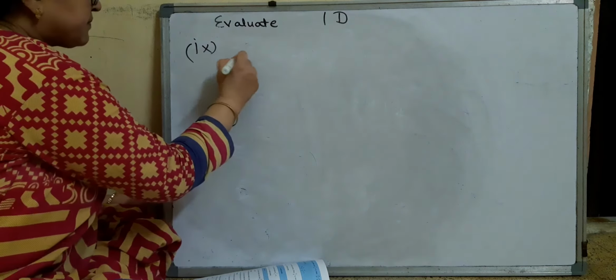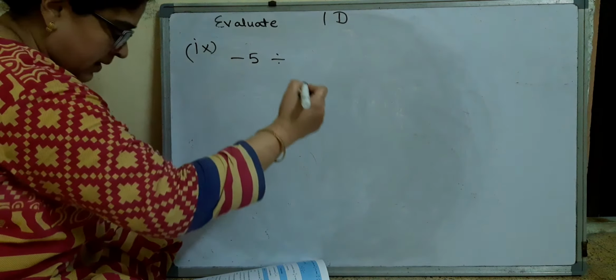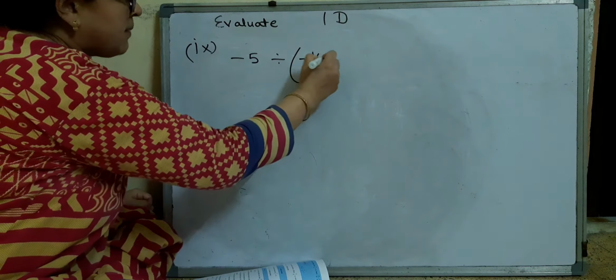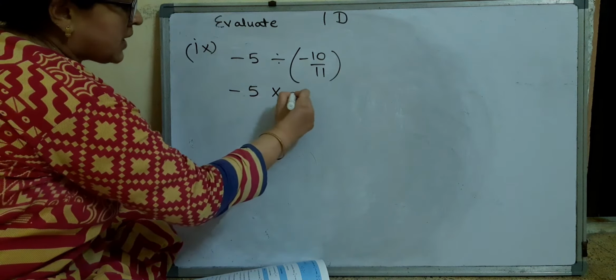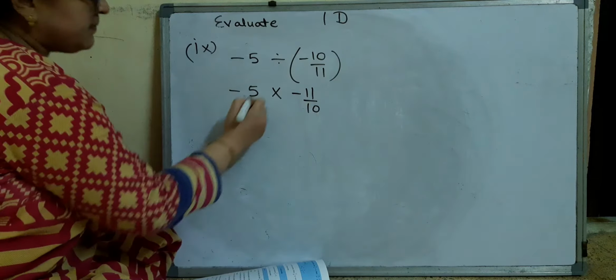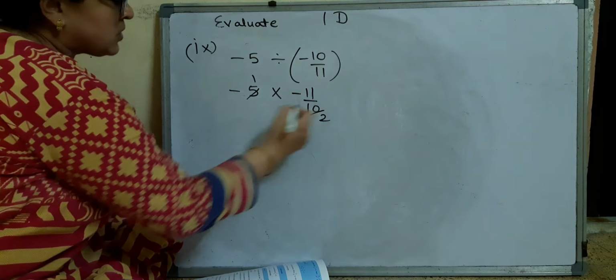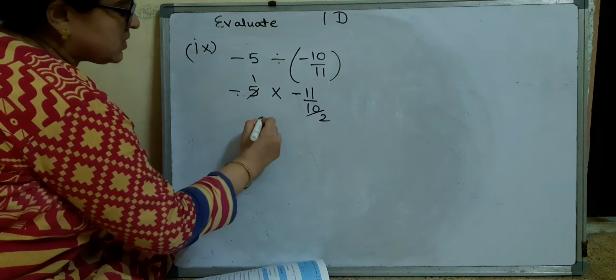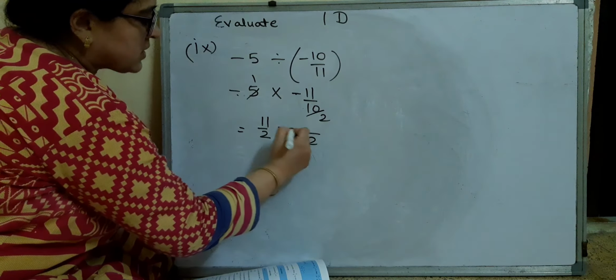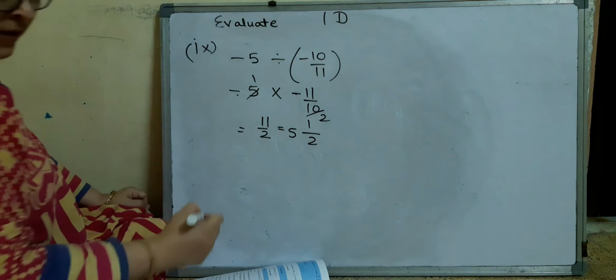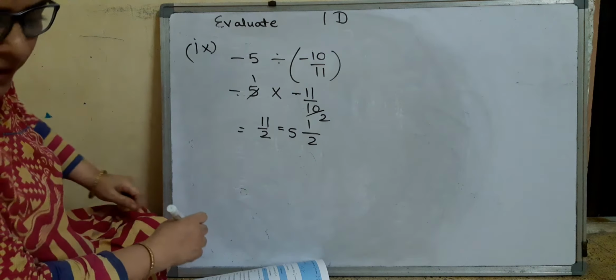Ninth sum. Minus 5 divided by minus 10 upon 11. Minus 5 with a multiplication sign, minus 11 upon 10. 5 1s are 5, 5 2s are 10. Minus times minus is plus. So the answer is 11 upon 2. Convert into a mixed fraction. 2 5s are 10, remainder 1. So 5 1 upon 2.